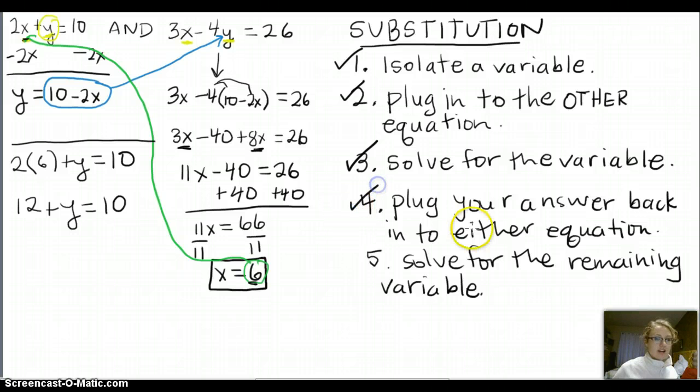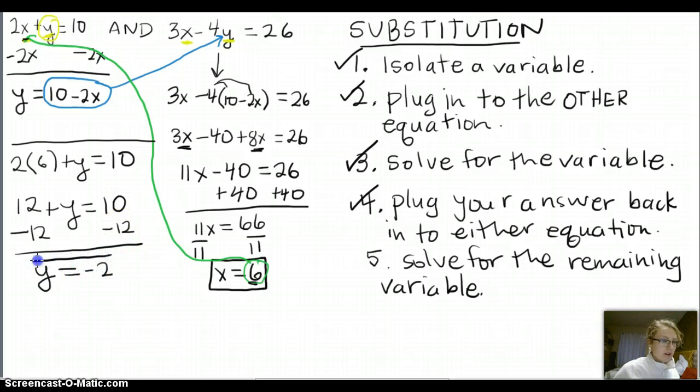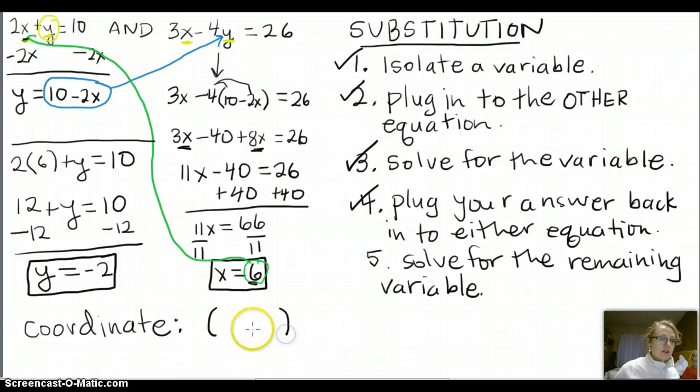Whoops, I forgot to do that check. We plugged our answer back in. Now we're on to the fifth step, is to solve for the remaining variable, which is y. Let's get it all alone. I subtract 12 on both sides, and I get that y is equal to 10 minus 12 is negative 2. So here now, my friends, we have our answers. X is equal to 6, and y is equal to negative 2. We could also write that as a coordinate point answer. And our coordinates, we always know that our x comes first, that will be 6, and our y comes second, that will be negative 2.